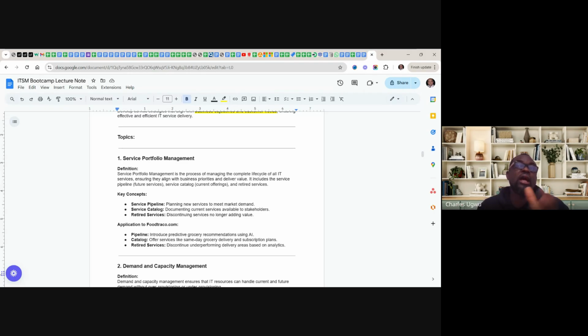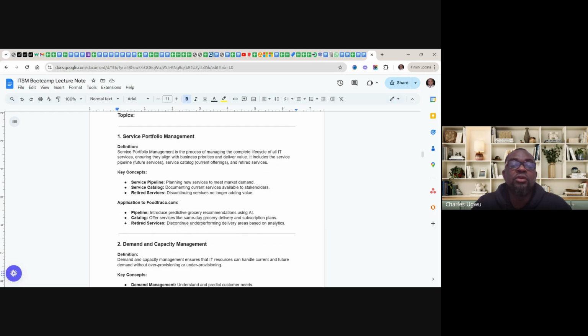And at times we talk about, because you can't have a future without knowing where you are coming from, retired services for historic purposes. That is what we mean by service portfolio. Under service portfolio, we have the service pipeline, planning new services to meet the market demand. We need to be proactive. We need to have a roadmap.